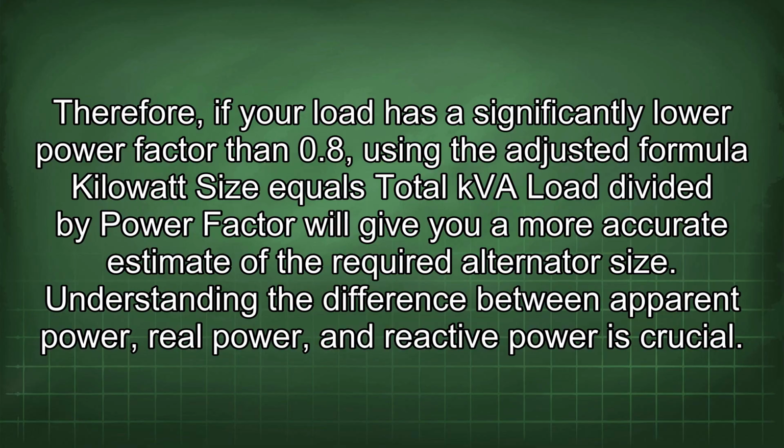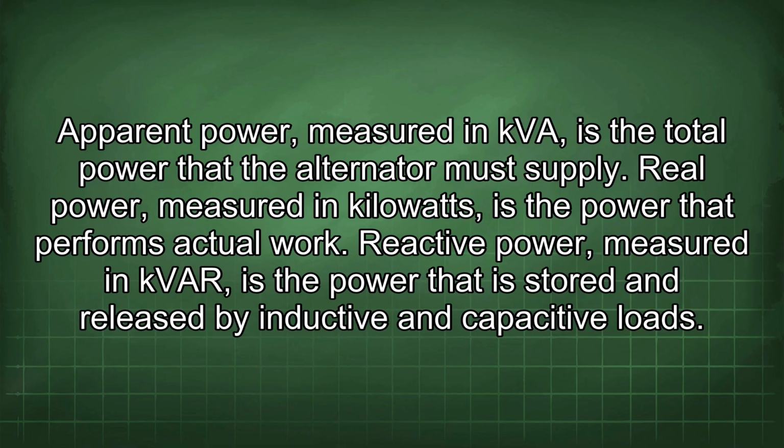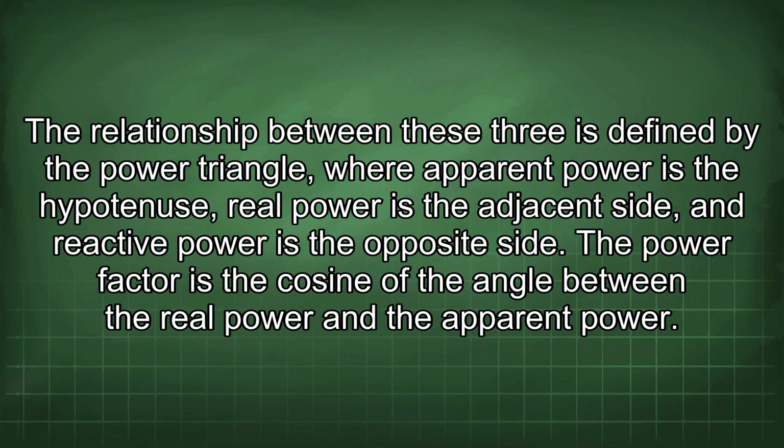Understanding the difference between apparent power, real power, and reactive power is crucial. Apparent power, measured in kVA, is the total power that the alternator must supply. Real power, measured in kilowatts, is the power that performs actual work. Reactive power, measured in kVAR, is the power that is stored and released by inductive and capacitive loads. The relationship between these three is defined by the power triangle, where apparent power is the hypotenuse, real power is the adjacent side, and reactive power is the opposite side. The power factor is the cosine of the angle between the real power and the apparent power.